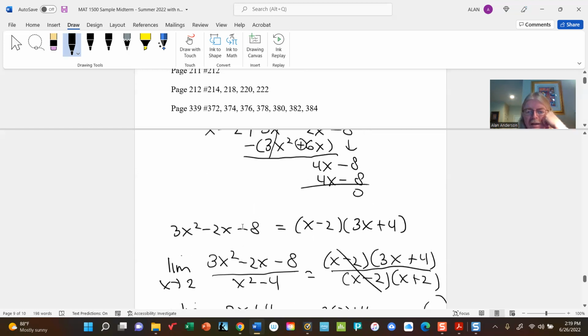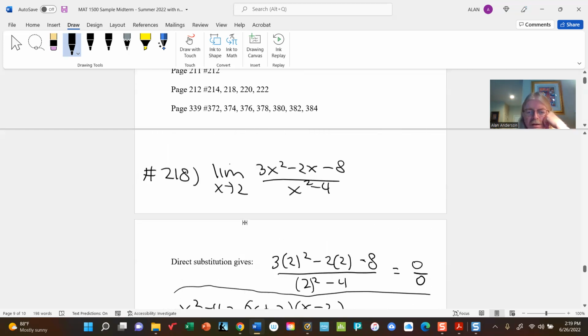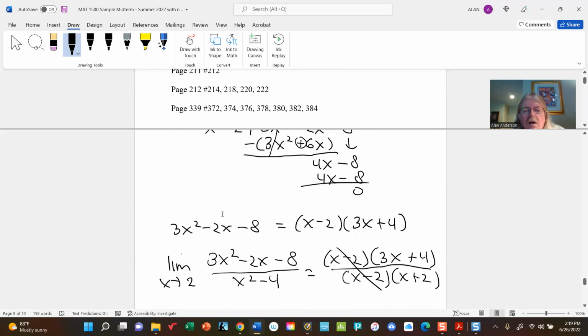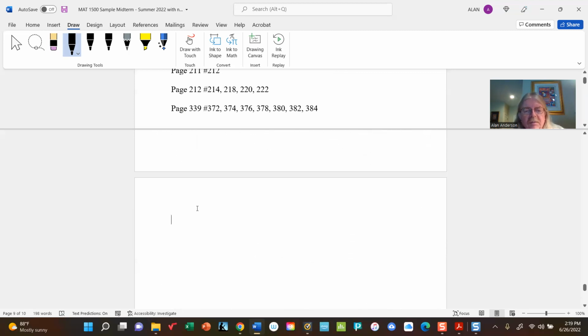So yeah, the whole idea here is to simplify. When you end up with division by 0, as long as there's a 0 in the denominator, you can always try to factor. L'Hopital requires 0 over 0, but factoring is always an option. Now 220, we have a similar problem.